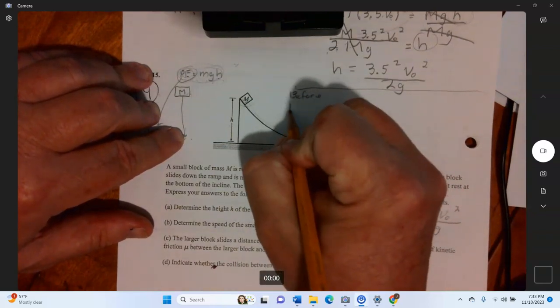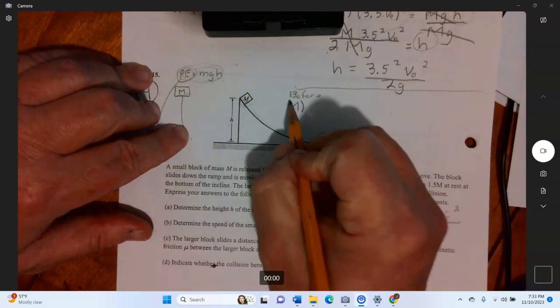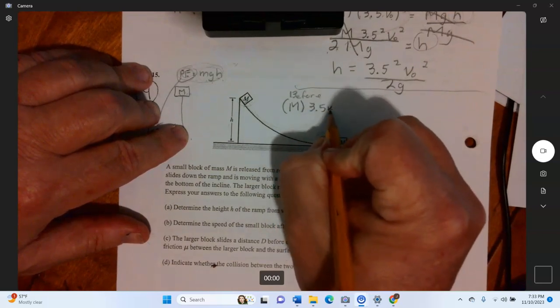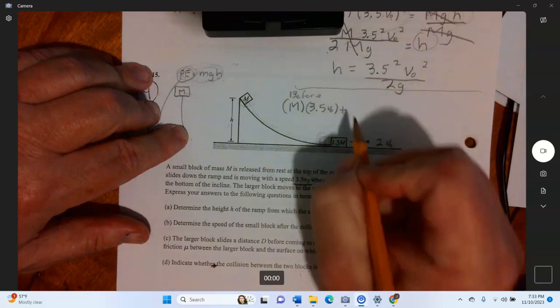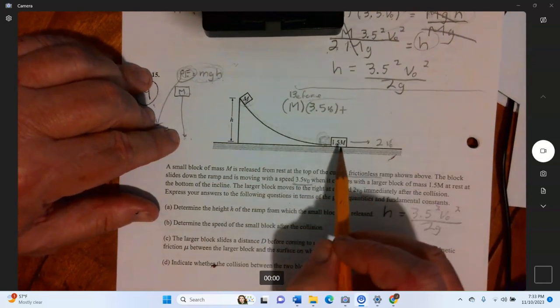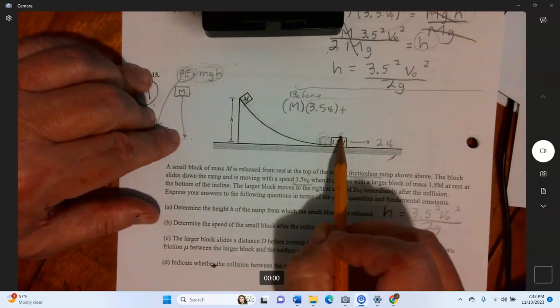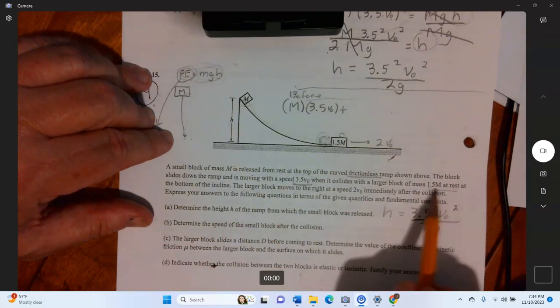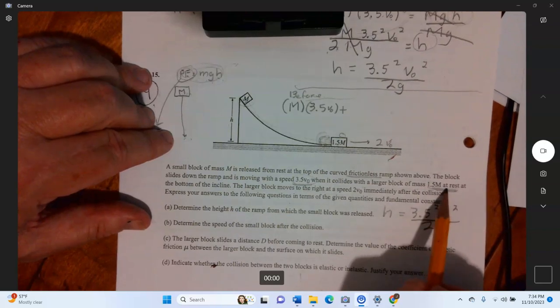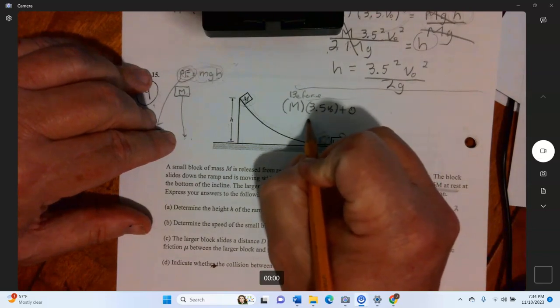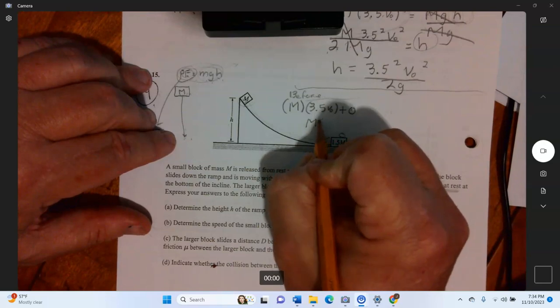So we have M, which is capital M, that's the mass, times the velocity when it gets there is 3.5 VO, plus the momentum of this one before. These are all before. What is it? If it's not moving, it says it's at rest. It says this block down here is at rest. The larger block, 1.5 M mass, is at rest. That means this is 0.